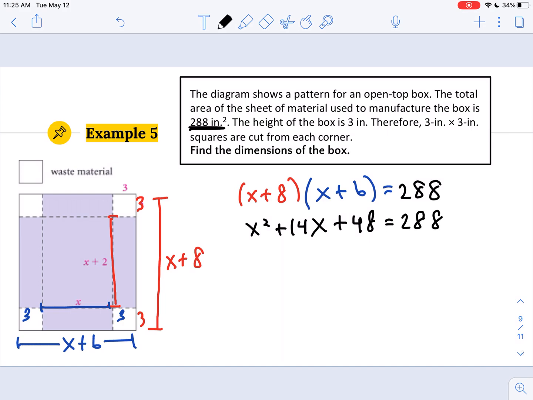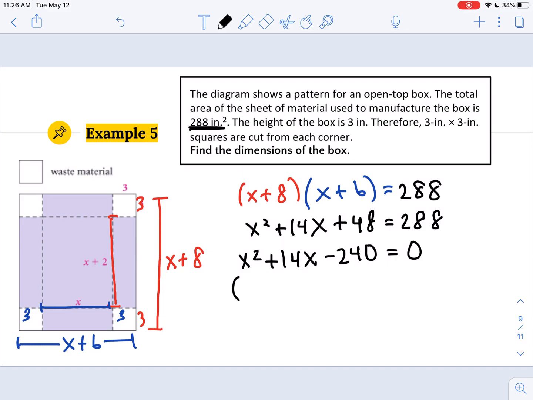All right, so now we're getting closer to that equation we want. From here, to get this equal to 0, I'm going to move the 288 to the left, and I'm left with x squared plus 14x plus 48 minus 288, which is negative 240, is equal to 0. Now we have that equation that we like to see, right? From here, since it's set equal to 0, we're going to factor this expression to the left.